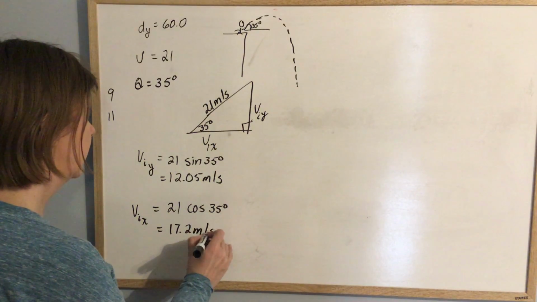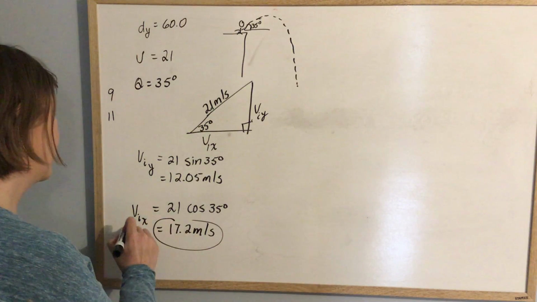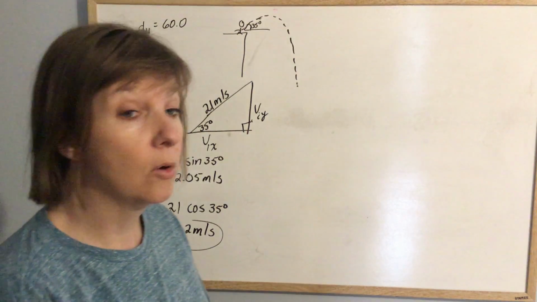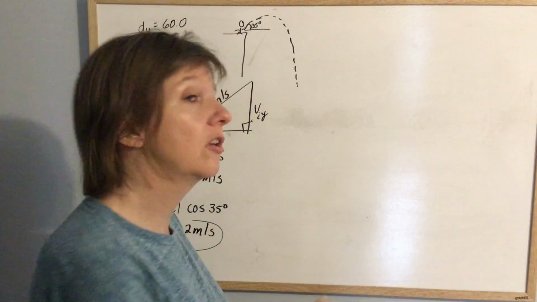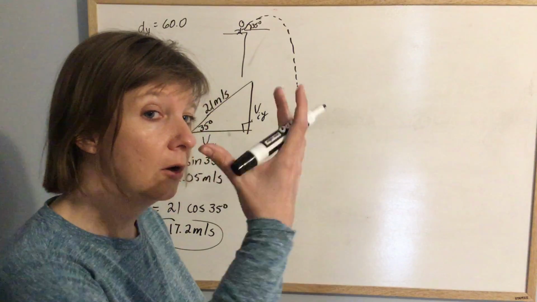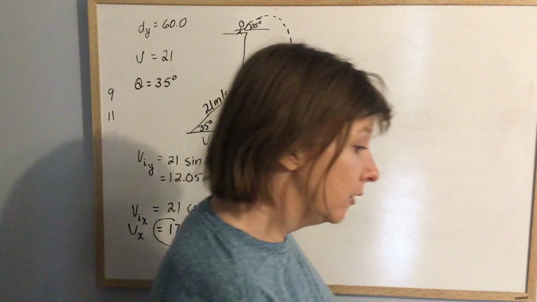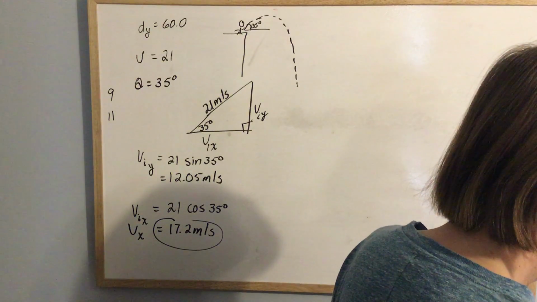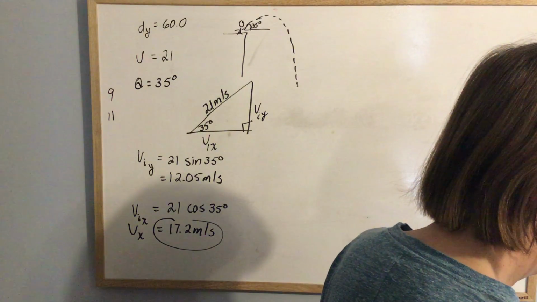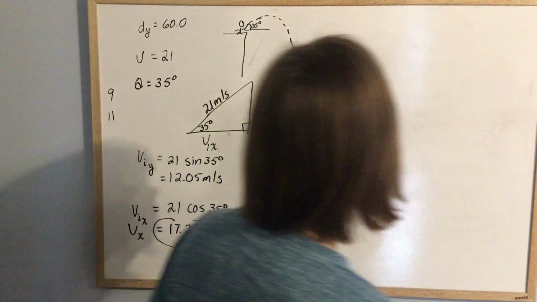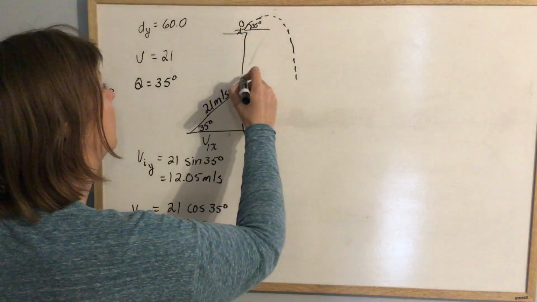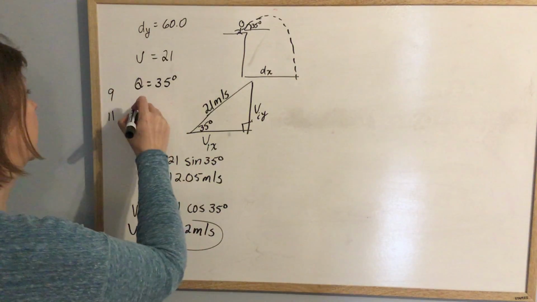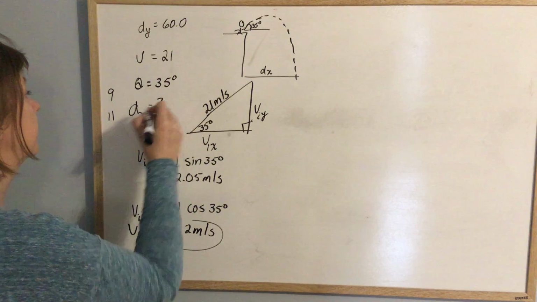Now again, this is not just initial, that is velocity in the horizontal direction overall, because it doesn't change, because there's no force horizontally, only vertically. So the question that they asked me, I haven't even gotten to the question yet, how far from the base of the cliff does the stone land? So I'm actually looking for dx. I want to know how far does it land.